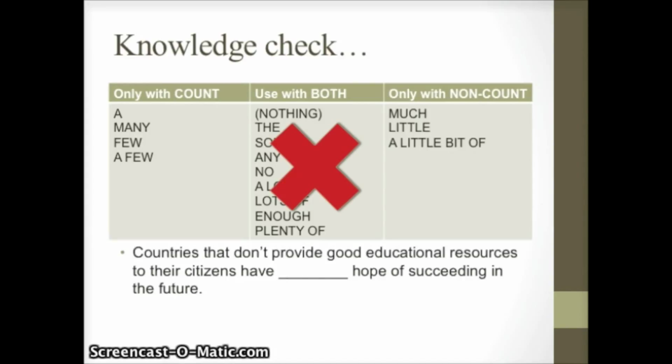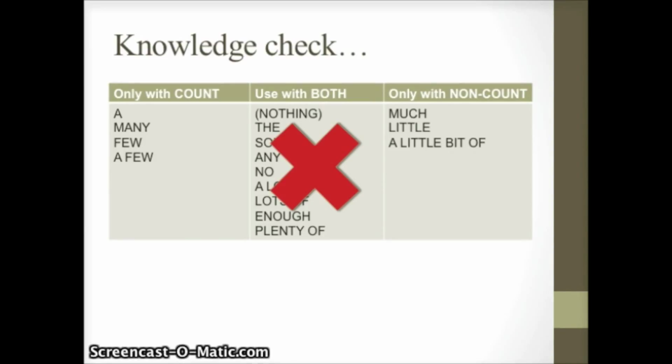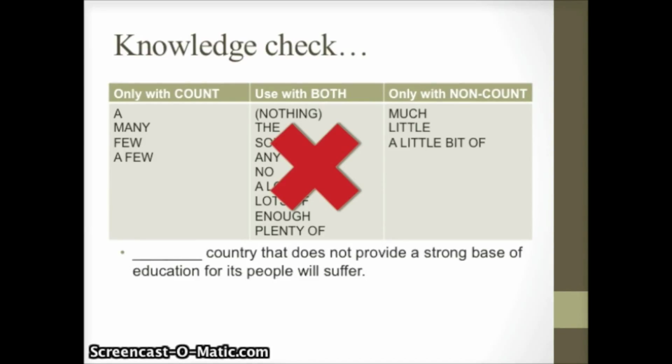Here's another. Here, hope is referring to an abstraction or a quality which is uncountable. Here's one more. In this case, country refers to a particular country that is not specified, but it is only referring to one single country and is therefore a count noun.